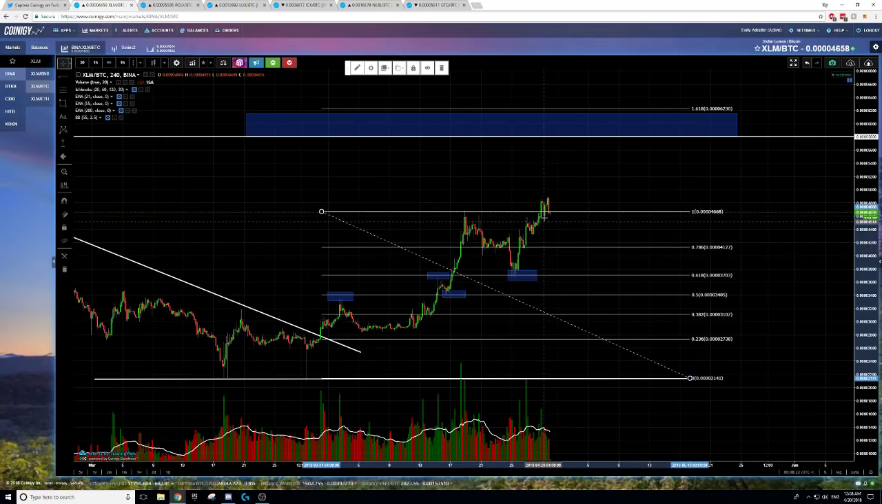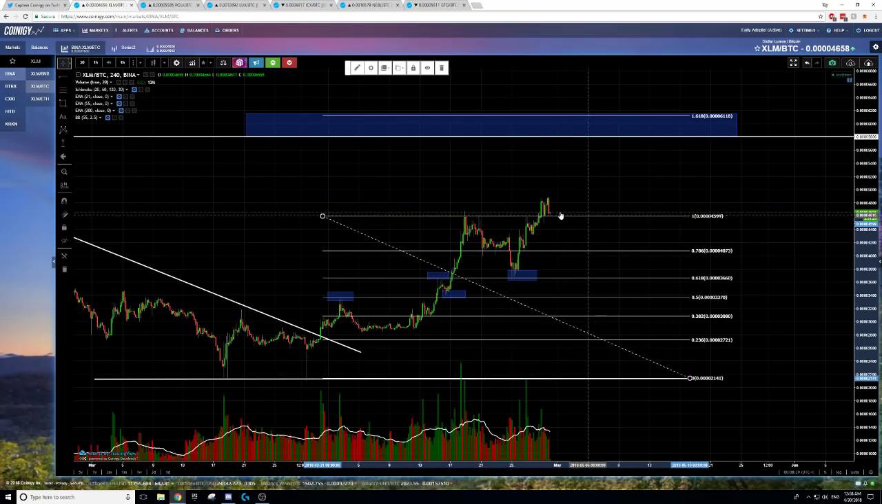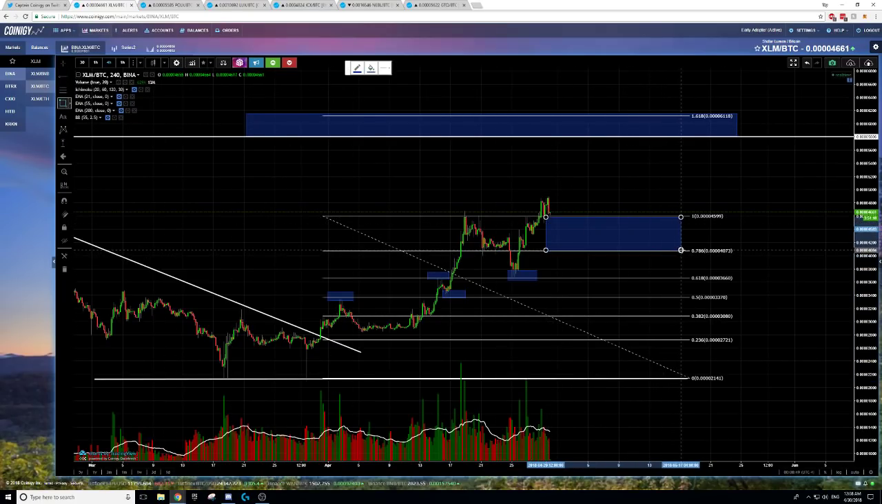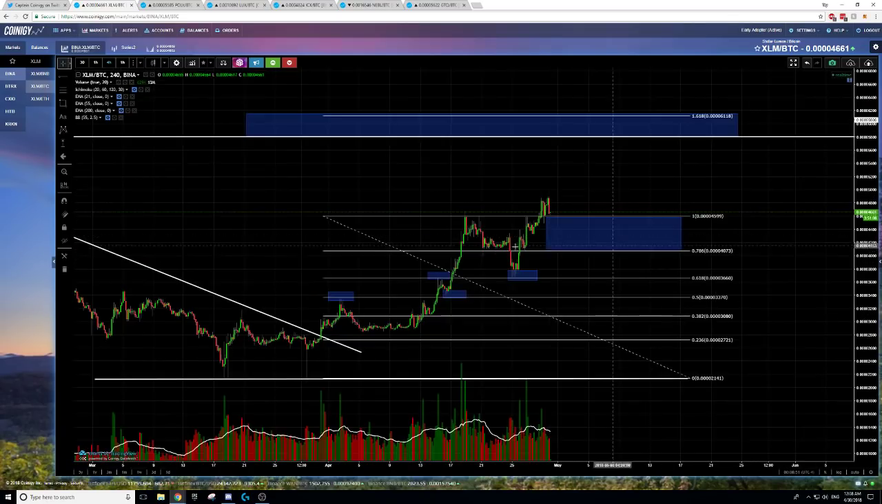If it breaks down through here, I would first of all say it's probably a good idea to at least start laddering your buys here, because it could very well bounce off of this support. But if not, you would ladder your buys between the 1 and the 786 down to here, where it acted as a clear support in this area.